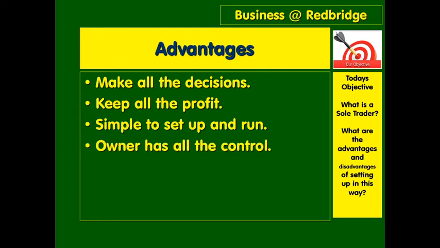Okay, so the owner, as well as making all the decisions, has all control over the business, so they decide on all direction of that business. If someone came in and offered £1 million to buy the sole trader, the owner has the control over what's going on.